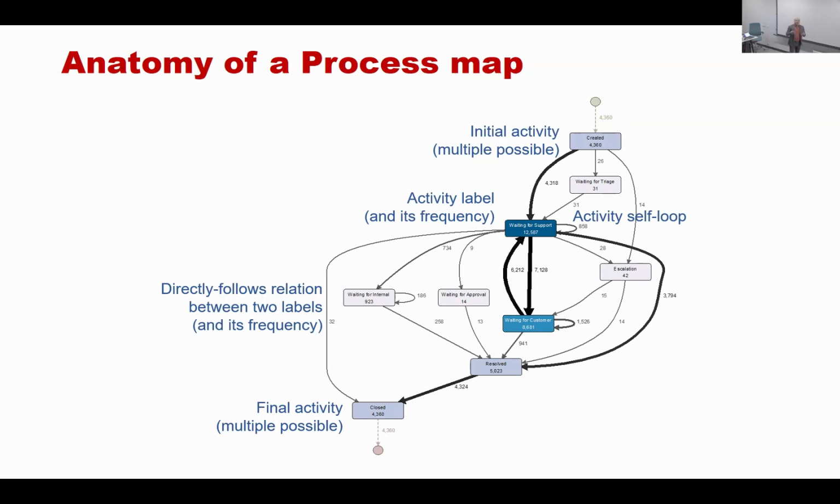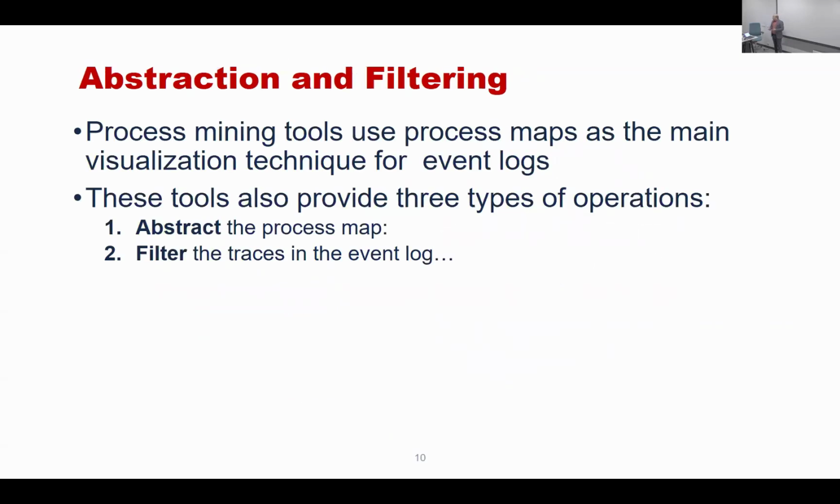But we will see that you can change that performance metric, and sometimes it is useful to change the performance metric that you display or overlay on top of a process map. So before I show you the process map of this running example, the sepsis treatment event log, I will tell you two operations that you can do on a process map or an event log in order to simplify it.